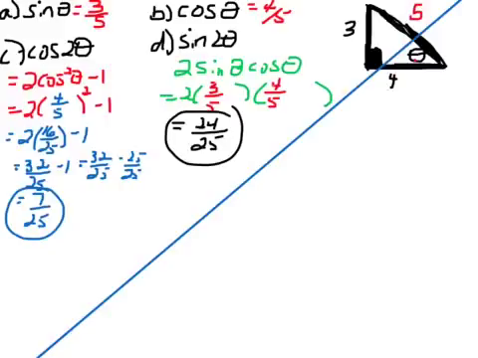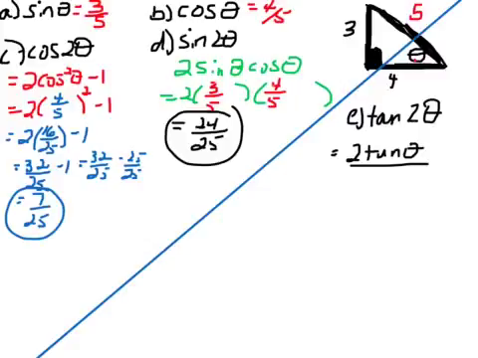Let's do E now. E is tangent 2 theta. It'll be the last one that takes us very long. Tangent 2 theta, if we look at that formula that's up on the board, we don't have a choice here. It is 2 times the tangent of theta over 1 minus tangent squared theta.